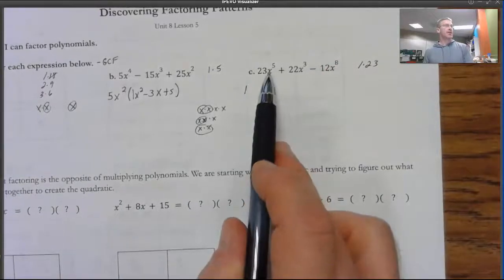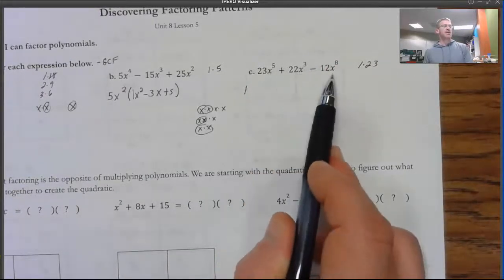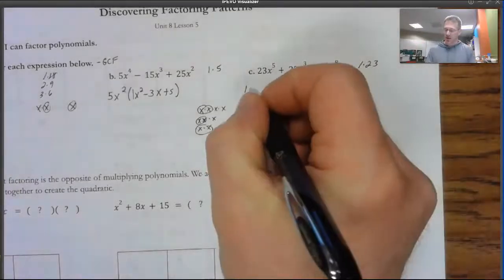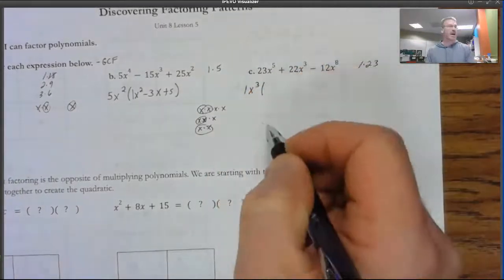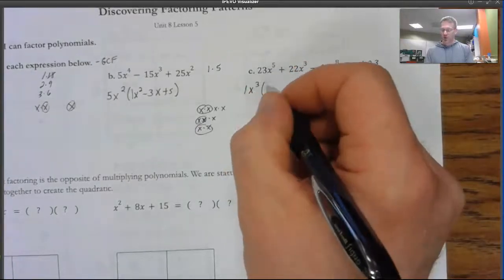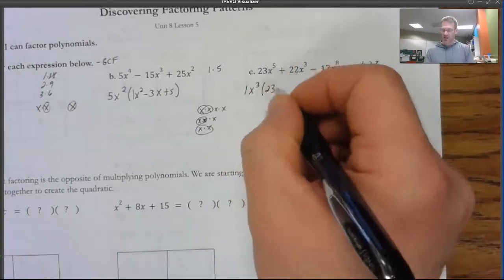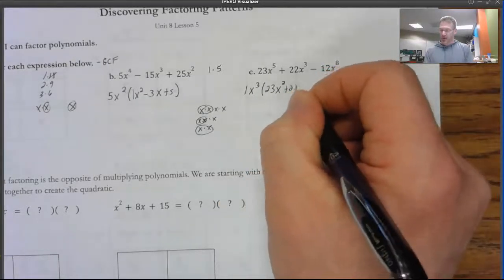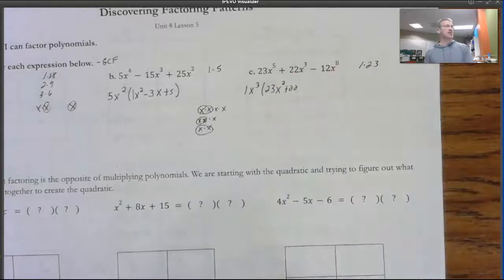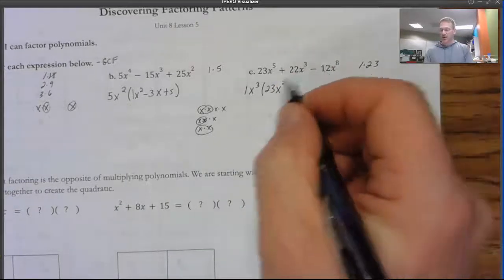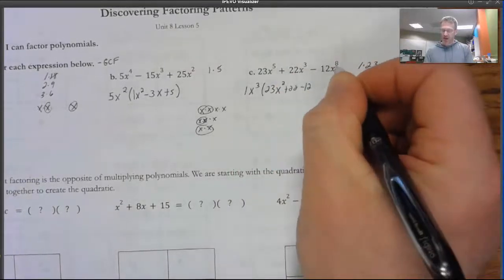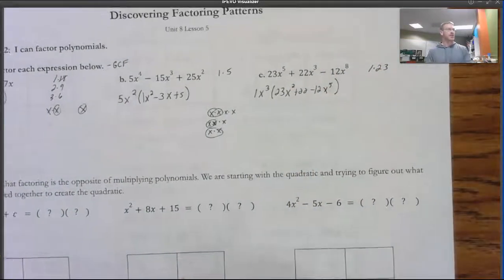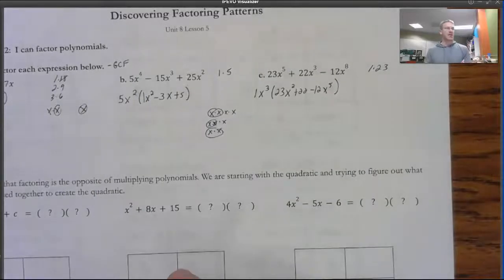Now, when I look at my variables, I have 5 x's, 3 x's, and 8 x's. So the GCF is always going to be the smallest amount I can take out, which would be x to the 3rd. So now when I look at what's left, 23 divided by 1 is 23. I had 5 x's, I took out 3, so I have 2 left. 22 divided by 1 is 22. I had 3 x's, I took out 3, so I don't have any x's in my middle term here. And then negative 12 divided by 1 is negative 12. I had 8 x's, I took out 3, that means there must be 5 left in this group. All right, so now that's factoring by a GCF.